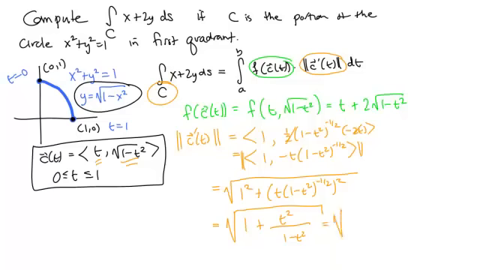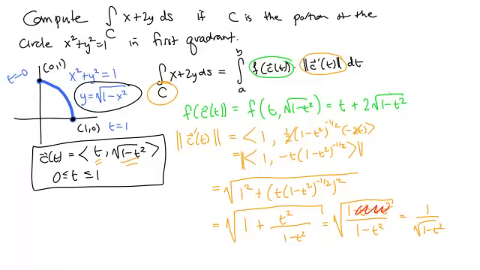If we put this on the common denominator of 1 minus t squared, then we're going to have 1 minus t squared plus t squared as a numerator. Well, the t squared terms will cancel, and so this simplifies to 1 over the square root of 1 minus t squared. So now we have the two component pieces we need: f of c of t and the length of c prime of t.